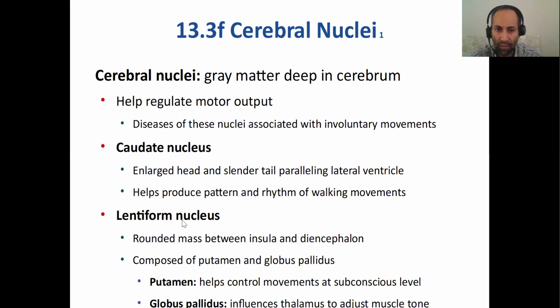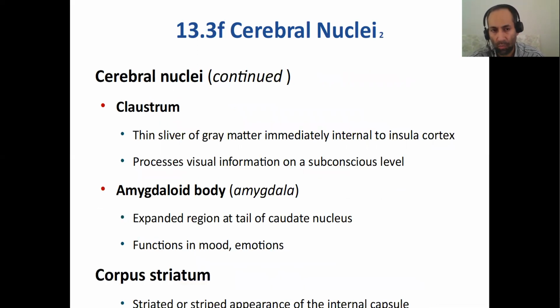Then you have something called a lentiform nucleus just around your diencephalon in the mid part of the brain. It has two areas, the putamen and the globus pallidus. The putamen helps control movements at a subconscious level, right? Like tilting your head or the way you hold your eyes and stuff. While the globus pallidus here adjusts your muscle tone. Then you have something called a claustrum. And this processes visual information at a subconscious level. Many times you see something, but you're in deep thought, so you're not thinking about it, but that image is in your mind. And that might account for deja vu, that feeling, right?